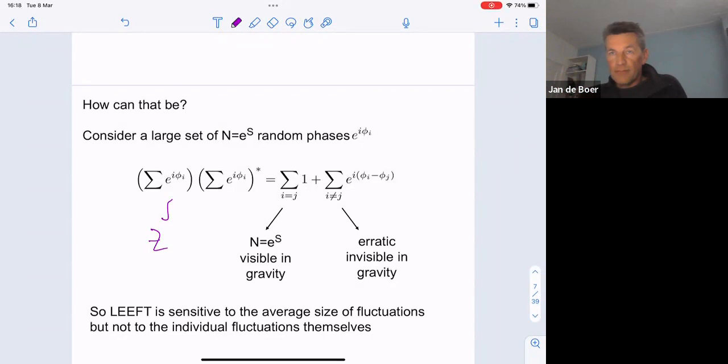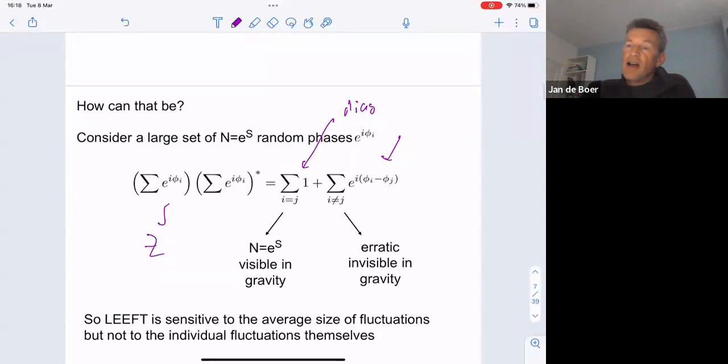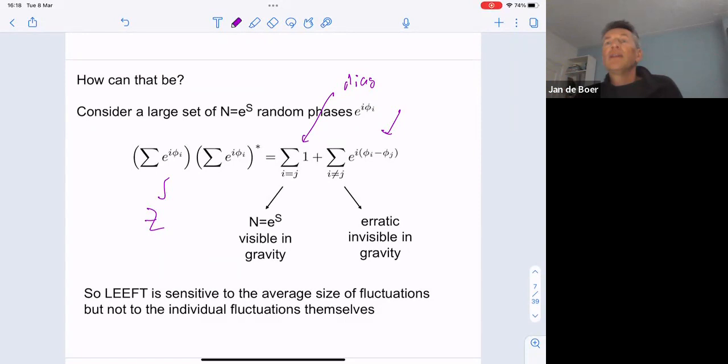If, however, you take the product of the sum of phases and its complex conjugate, which is a bit like trying to compute this two-point function, then on the right-hand side there are two interesting terms. One is the diagonal piece, and one is the off-diagonal piece. The rough idea of interpreting semi-classical gravity as a statistical theory is that this diagonal piece is large. It is showing constructive interference, if you want. It's a term of order N, and this would be the term that would be visible in the gravitational theory. Whereas all these other erratic phases, if you do any coarse graining of those phases, would just roughly average to zero. They would be invisible in gravity.